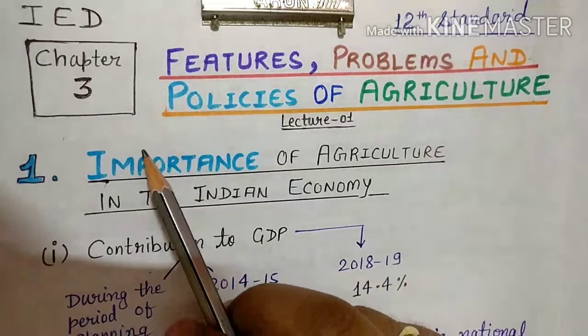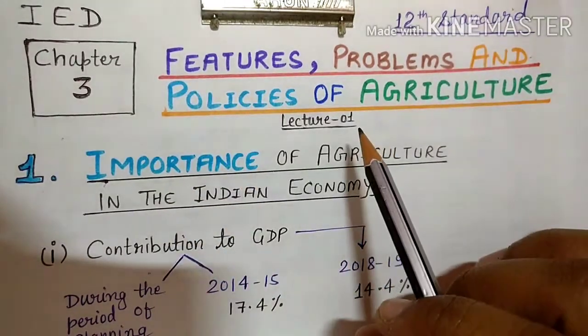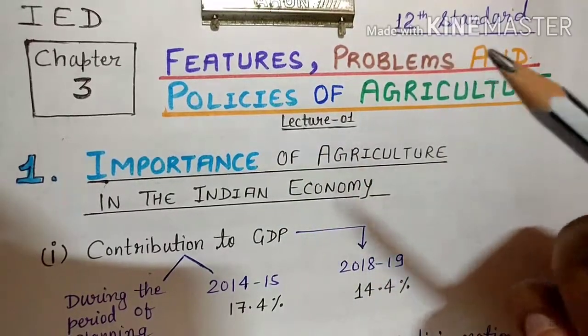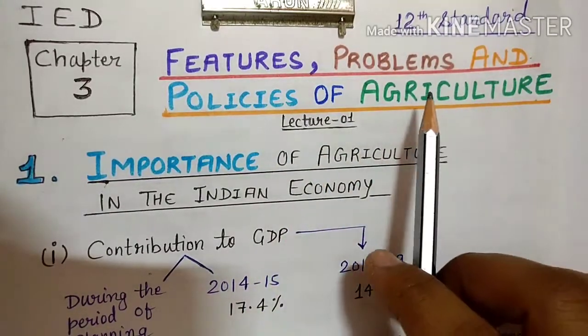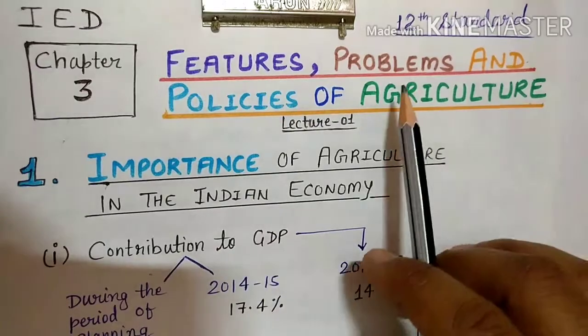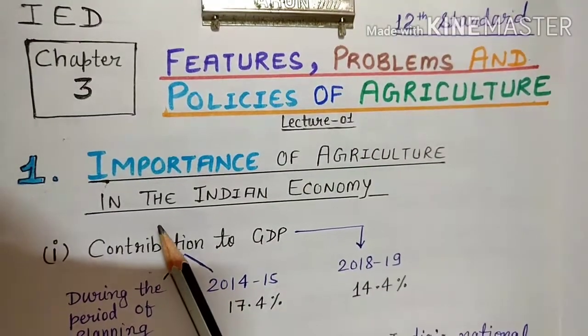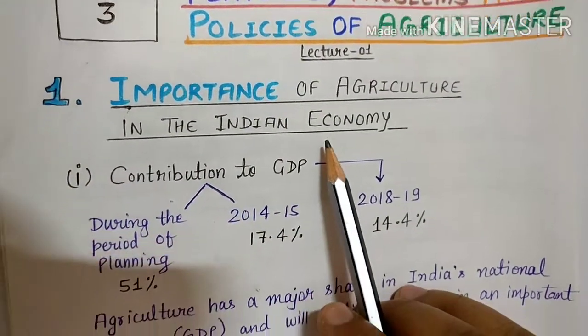So this is chapter number 3, which is based on agriculture. It talks about features, problems and policies. It is all based on agriculture only. So let's start our chapter. This is lecture number 1. First we'll talk about the importance of agriculture in the Indian economy.